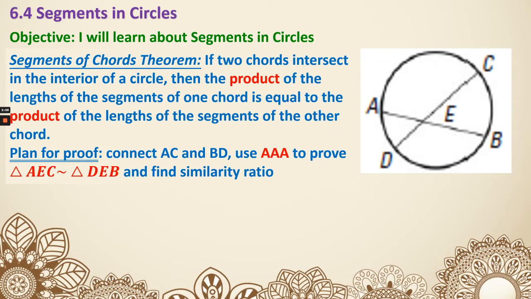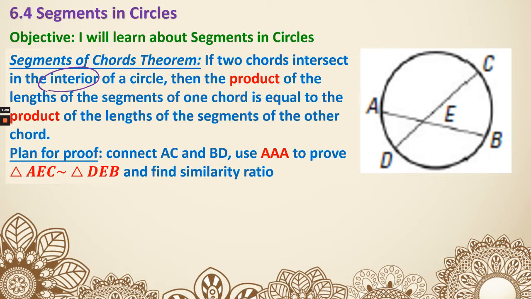Moving on, the first theorem we're going to talk about is the segments of chords theorem. If two chords intersect in the interior of a circle, then the product of the length of the segments of one chord is equal to the product of the length of the segments of the other chord. Well, that's a lot of words. So let's see what it means.